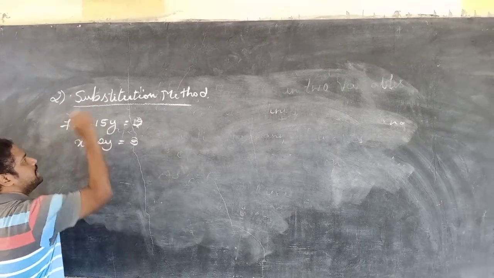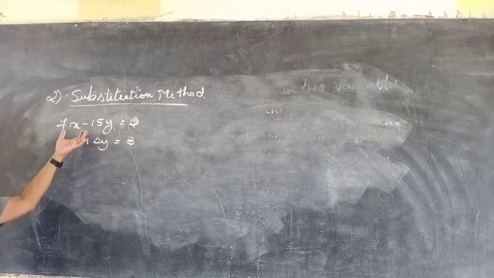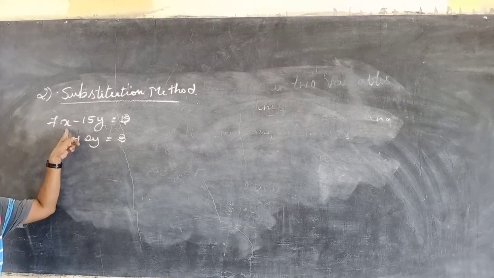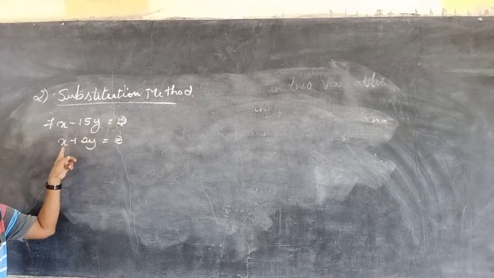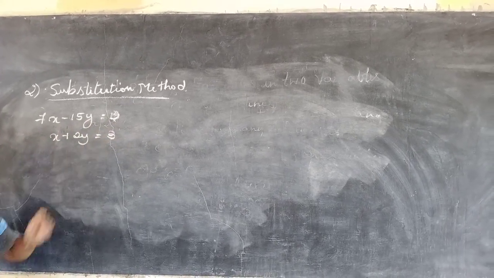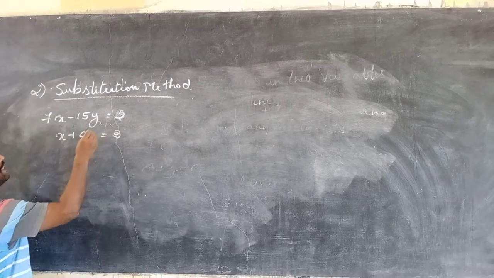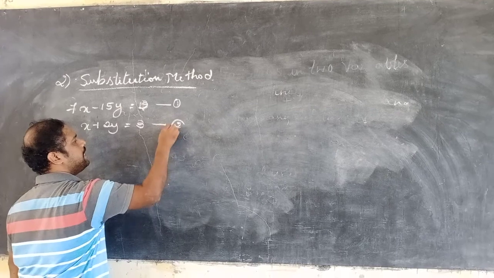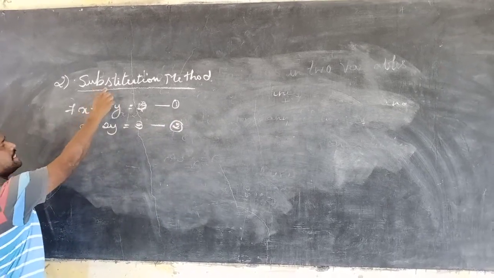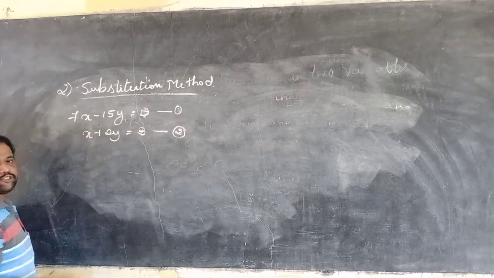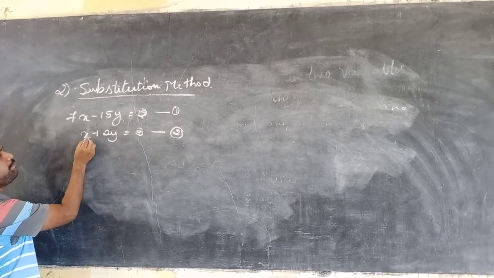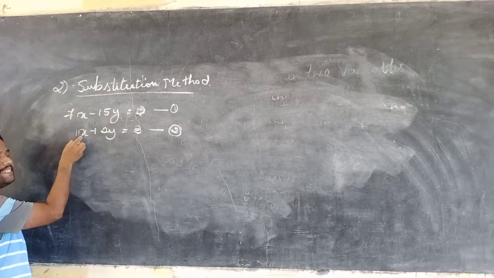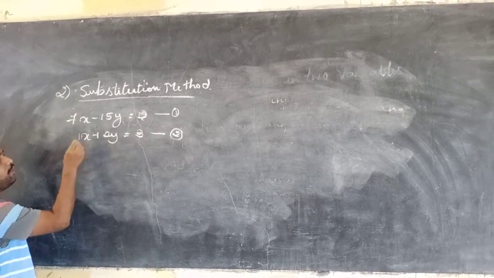Now we shall explain the method of substitution by taking examples. I have taken two examples here. One is 7x minus 15y is equal to 2 and the next equation is x plus 2y is equal to 3. The first step is we take the given equations as equation 1 and equation 2. Now what is the substitution method? First we choose the simple equation, the one with coefficient 1, which is the second equation, as x has coefficient equal to 1.